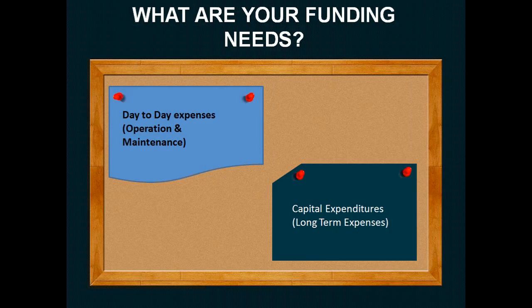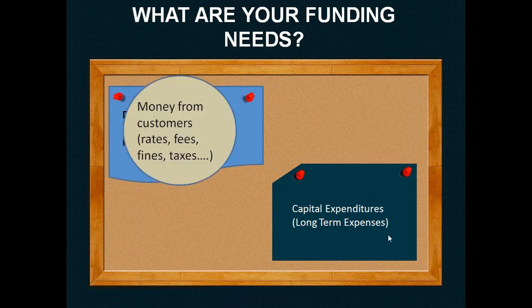And finally, the fifth component is long-term funding. So we would want to look at what our day-to-day expenses are, and then what our capital expenditures are, those long-term things that we have to do. For our day-to-day expenses, we would look at money from customers: rates, fees, fines, taxes, whatever you do to get money from your customers. That's what's going to pay your day-to-day stuff.